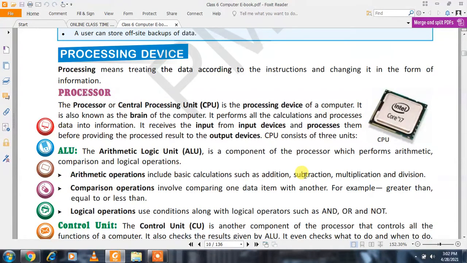Okay. The main manufacturing company of the processor inside a computer system is Intel. Apart from Intel, there are also CPU manufacturing companies like AMD, NVIDIA, etc. But Intel is much better than all these.